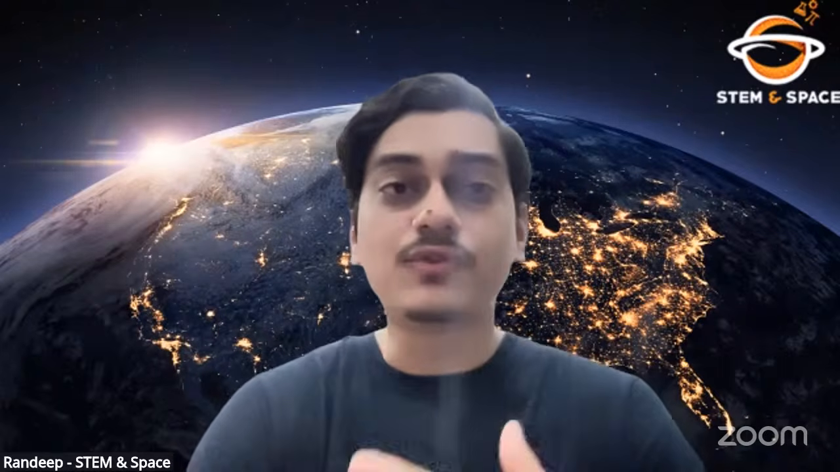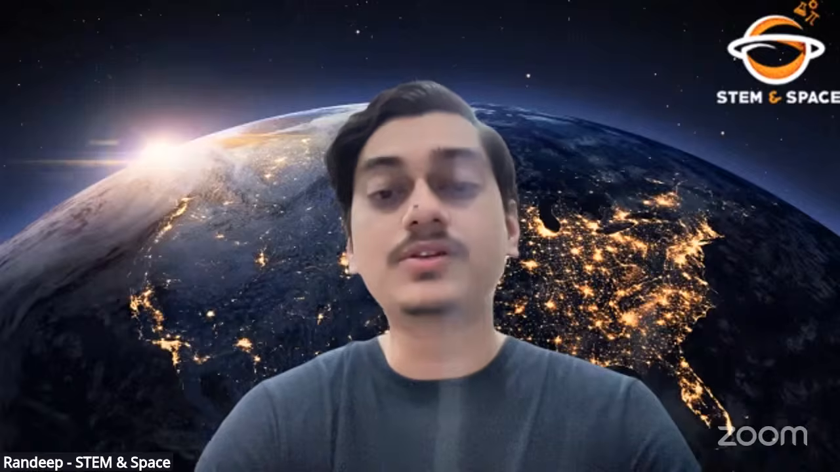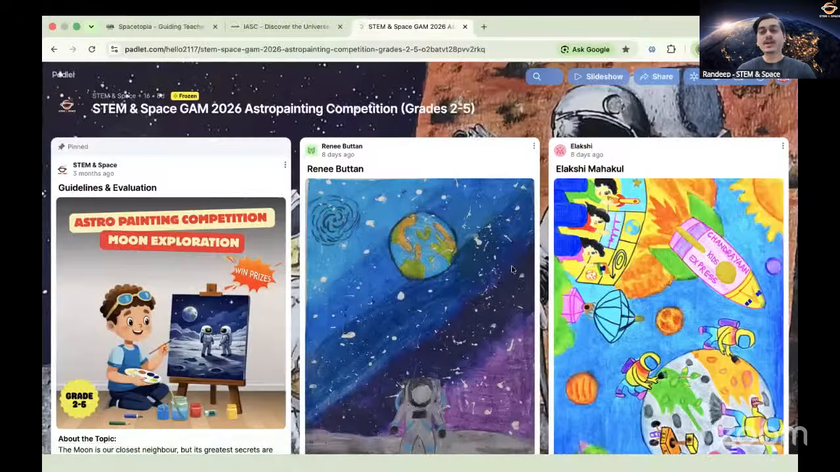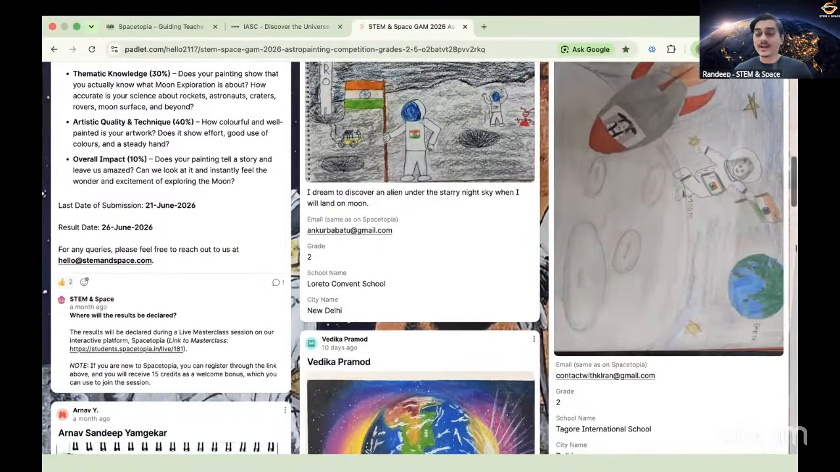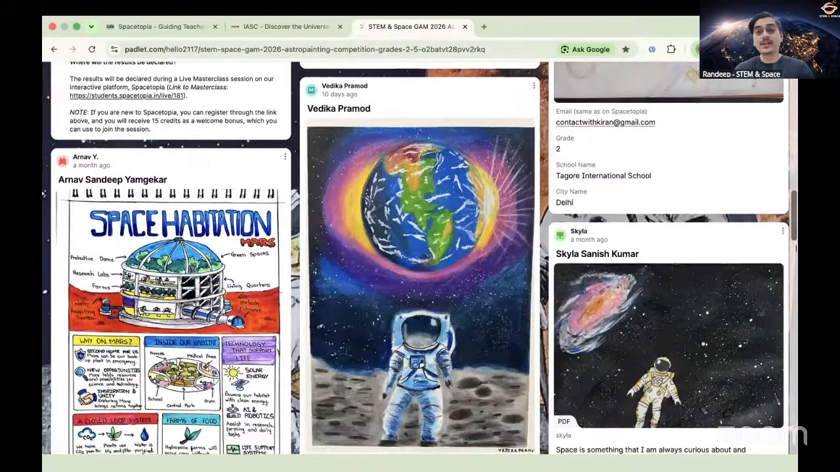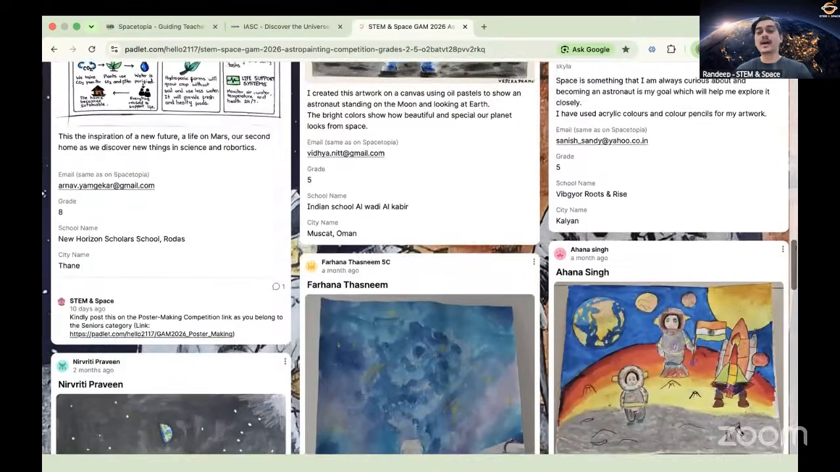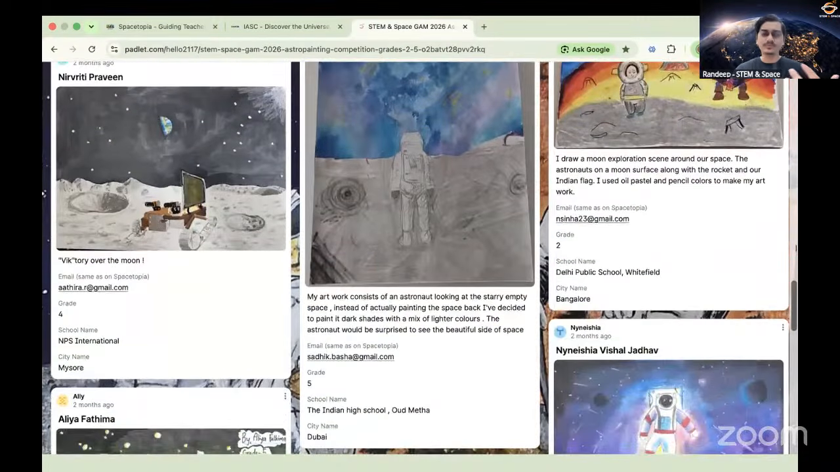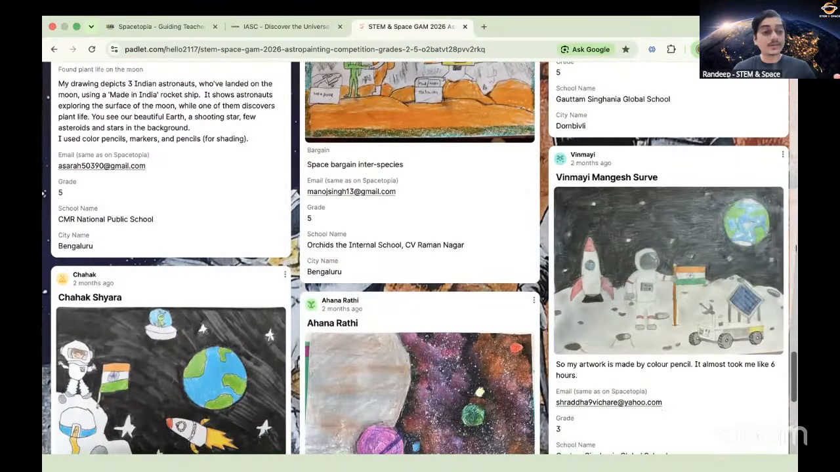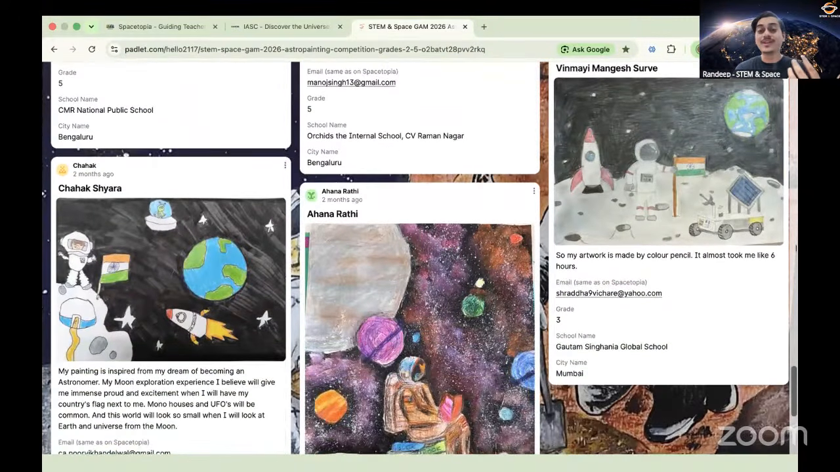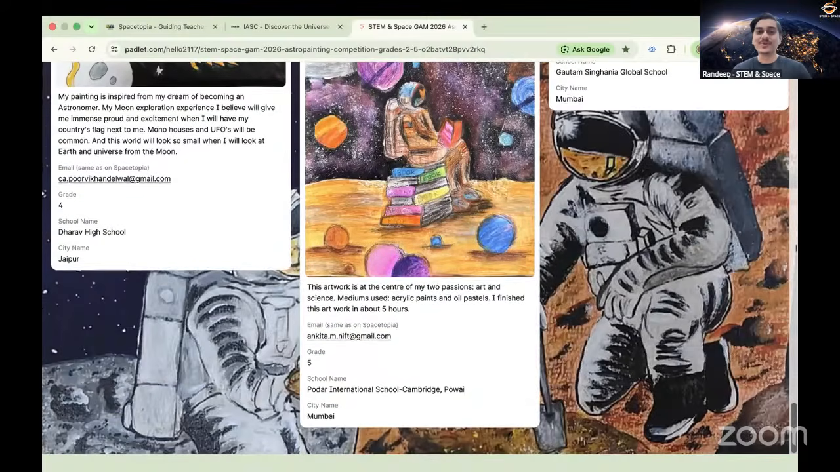First of all, it was absolutely thrilling to see such nice artworks sent and submitted to us as part of the astro painting competition. All the work that we have seen is really commendable. We appreciate the hard work and the efforts that you all have put in. A few people have also done a bit of research in finding what they need to draw, what they need to make.